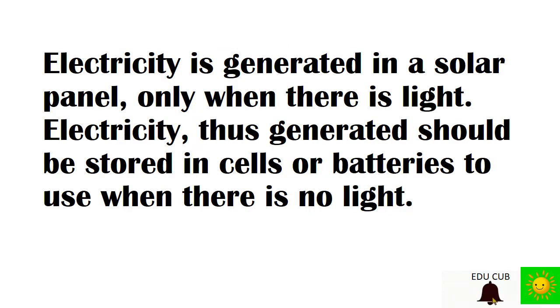Like that, you can see positive and negative terminals are marked on solar cells also. Therefore, the terminals should be connected correctly when solar panels are used. Today, solar panels are used for electric needs in houses as well as in vehicles. Electricity is generated in a solar panel only when there is light. Electricity thus generated should be stored in cells or batteries to use when there is no light.